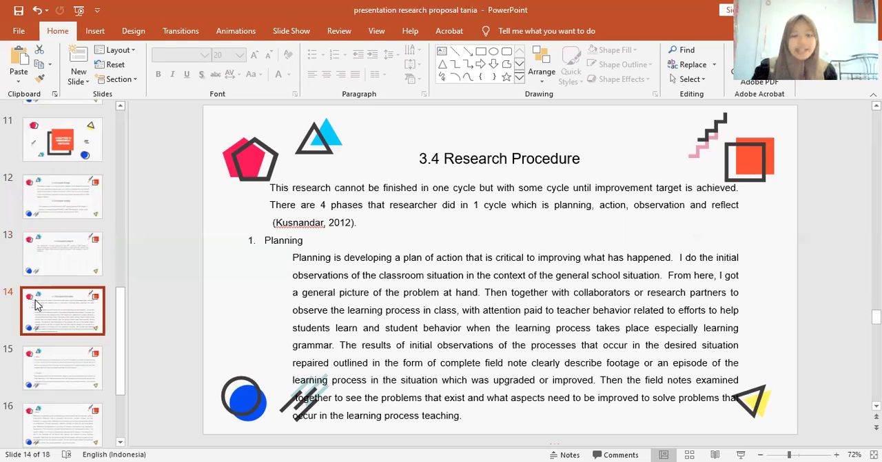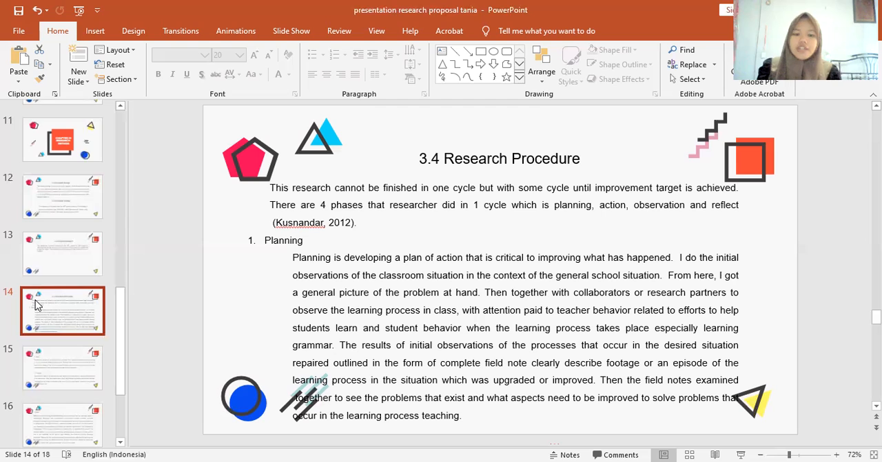Planning is developing a plan of action that is critical to improving what has happened. I do the initial observation of the classroom situation in the context of the general school situation. From here, I get a general picture of the problem at hand, done together with collaborators or research partners to observe the learning process in class, with attention paid to teacher behavior related to efforts to help students learn and students' behavior when the learning process takes place, especially learning grammar.